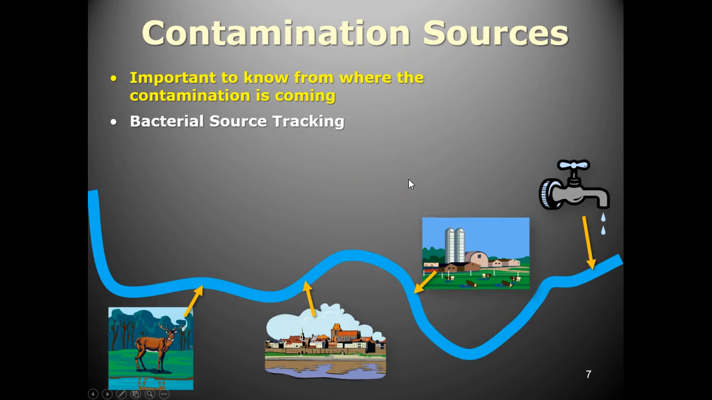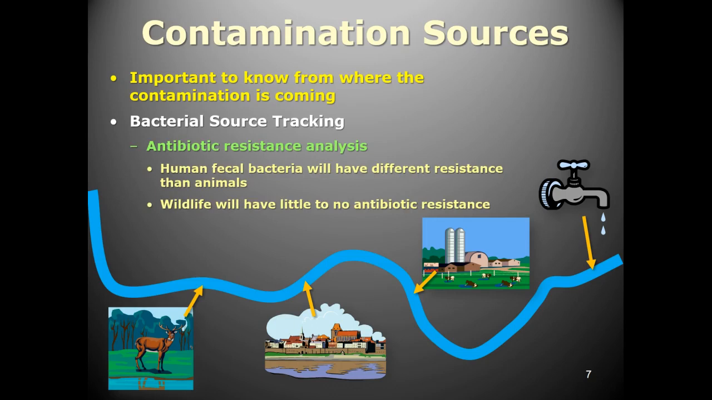Now, what's interesting is that we have the ability to determine the source of bacteria to some extent based on their profiles. And the profile specifically that we're looking at is antibiotic resistance. Because humans have been taking antibiotics for a number of years, we tend to have bacteria that are resistant to antibiotics, whereas wildlife usually doesn't get exposed to antibiotics. So if we find fecal contamination, we can take a look at it and then characterize it by whether it's resistant to antibiotics or not, and that can tell us something about where it comes from.